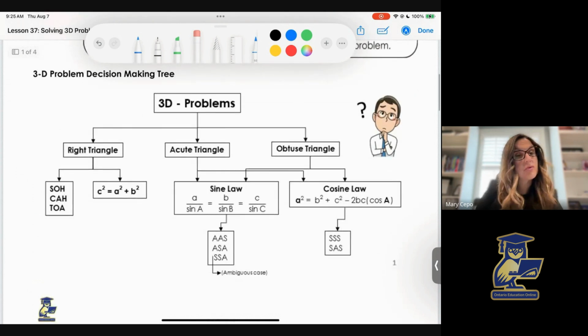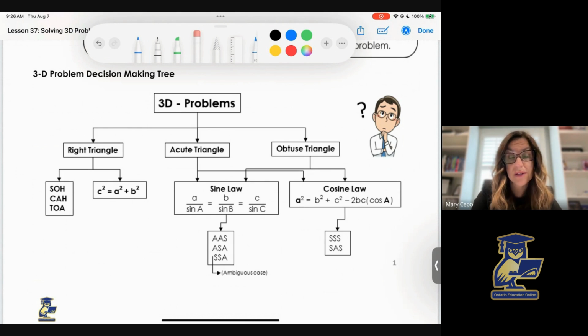Looking at the 3D problem decision-making tree, first look to see what type of triangles you have. If you have a right angle triangle, you're going to be using the trigonometric ratios, SOH CAH TOA, and keep in mind we often have to use the Pythagorean theorem to find an unknown side. If, however, you do not have a right angle triangle, then you're using sine law and cosine law, and those triangles would be either an acute triangle or an obtuse triangle.